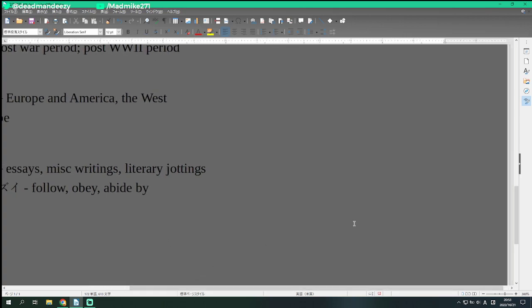Essays, miscellaneous writings, and literary jottings finally are zuihitsu. Zui on the left side, meaning to follow along with or obey, and hitsu on the right side for miscellaneous writings. Zuihitsu, or essays or literary jottings.